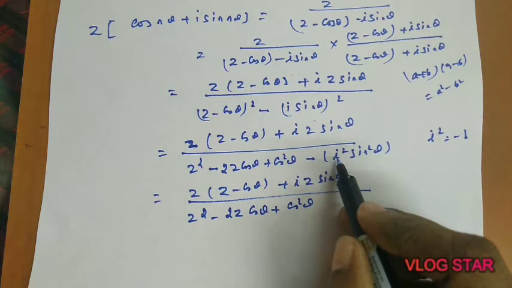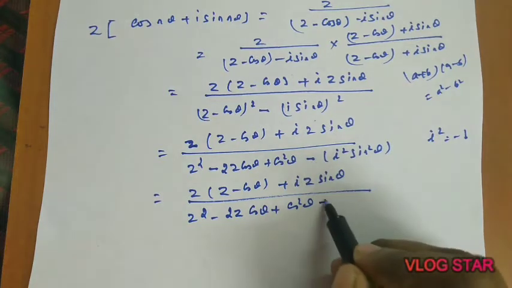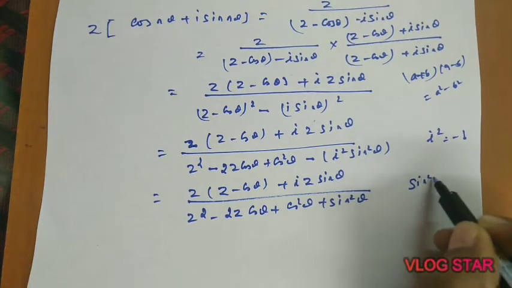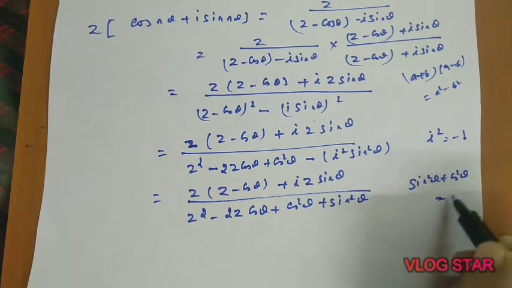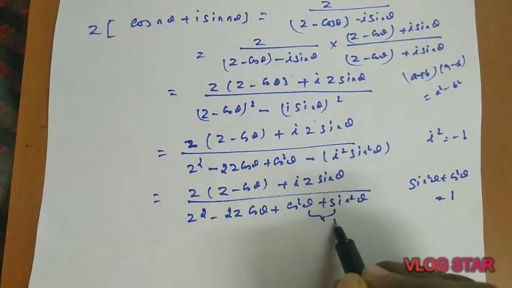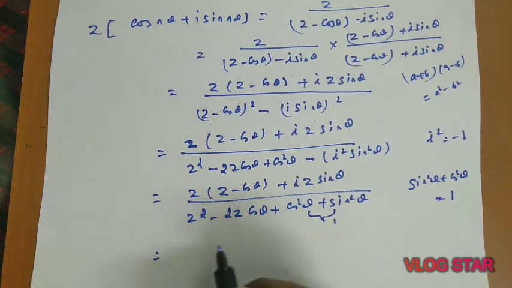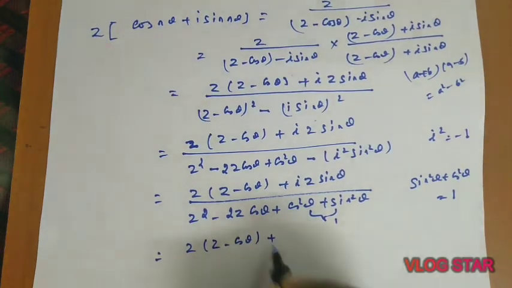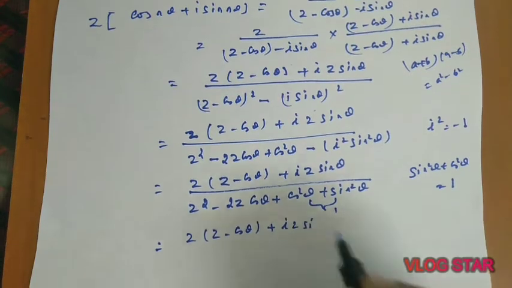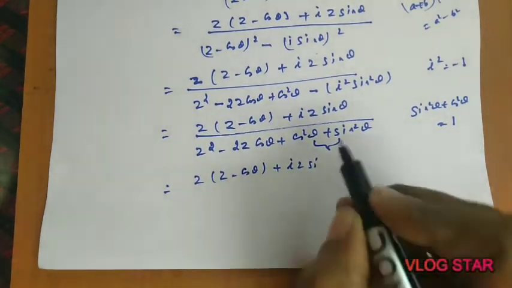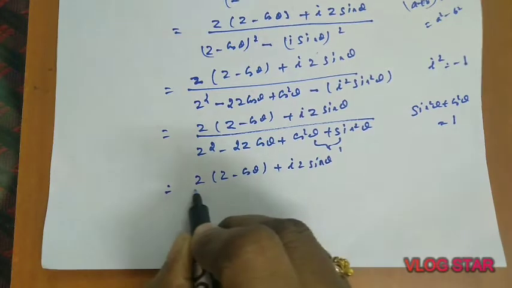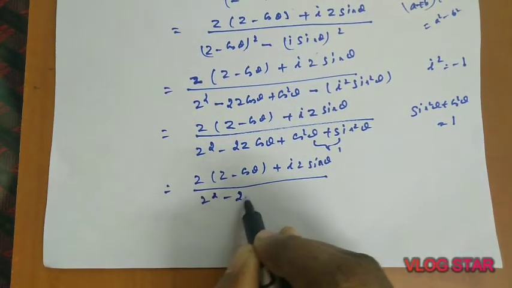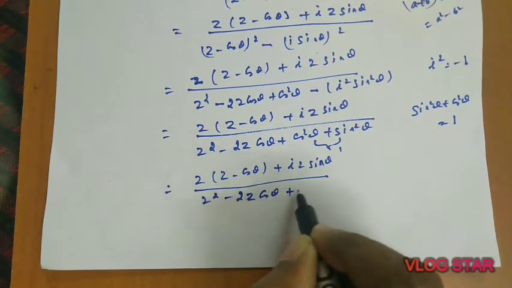This i square value is minus 1, and minus into minus becomes plus, so sin square theta plus cos square theta equals 1. So this value will become 1. So what will happen? z into (z minus cos theta plus i sin theta), whole divided by z square minus 2z cos theta plus 1.